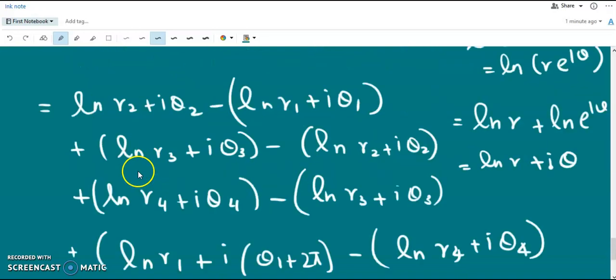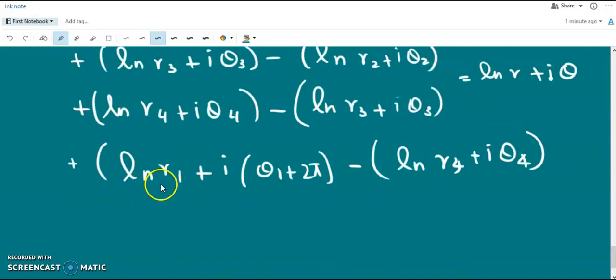So we have this term like this, and the fourth integral, which is log r1 plus i theta 1, should be written as log r1 plus i into (theta 1 plus 2 pi).